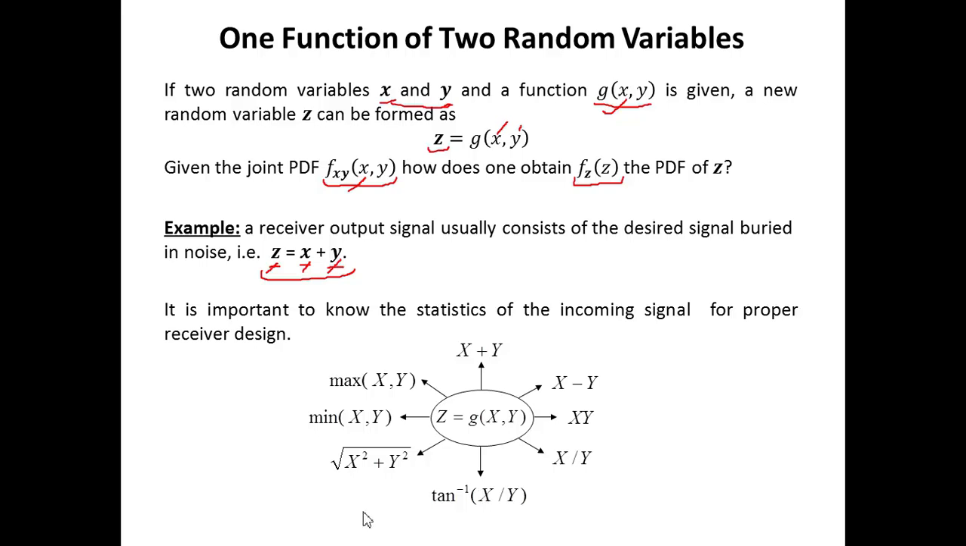Now this particular figure gives you some examples of what may be the nature of the function g(X,Y). The function g(X,Y) may be the sum of the two random variables, the difference, multiplication, or division of the random variables, or some other type, that is max or min of two random variables, root of X squared plus Y squared, tan inverse of X by Y or Y by X. But these are just some examples. There are infinite possibilities of functions g(X,Y) that can be used to generate another random variable.